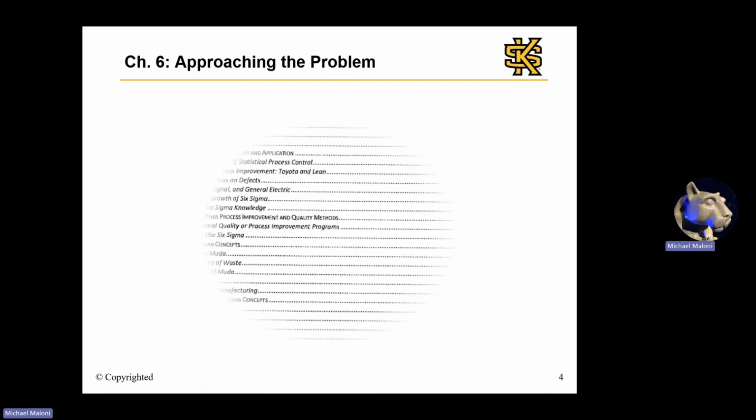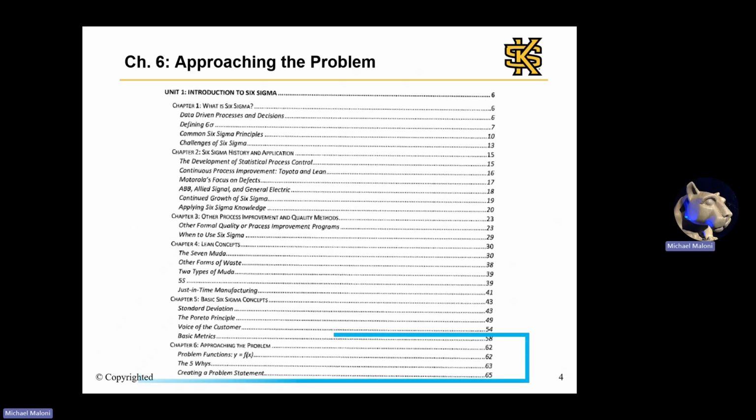Six Sigma is about improving processes to reduce defects. This chapter focuses on how to begin to understand an underlying problem that needs to be fixed. As the text indicates, identifying the problem is a launching point for the project.